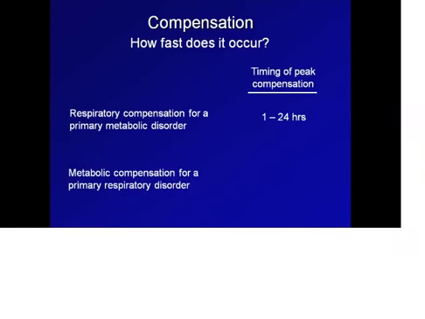The metabolic compensation for a primary respiratory disorder takes a bit longer. I've seen estimates of anywhere from 12 hours to 5 days. I think no one really knows for sure because, as with much of acid-base analysis, this time delay is largely estimated from observations in healthy volunteers and may not strictly apply to critically ill patients.